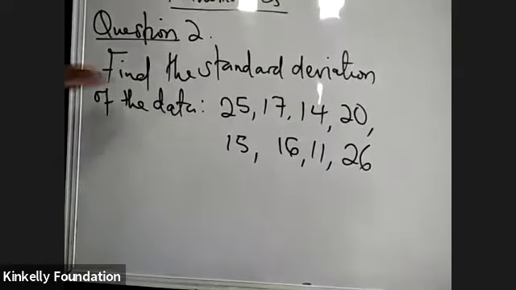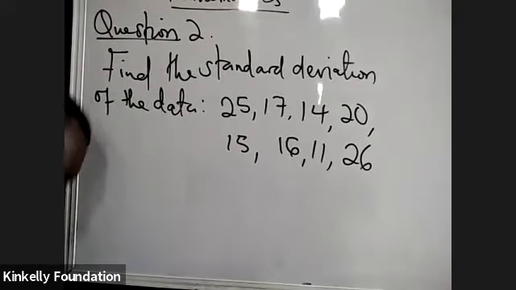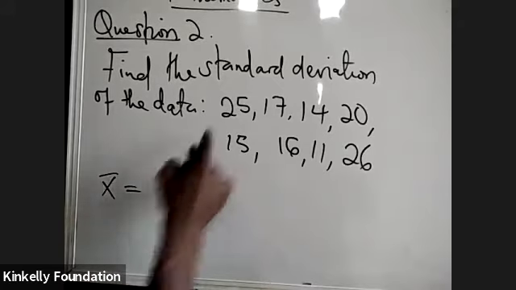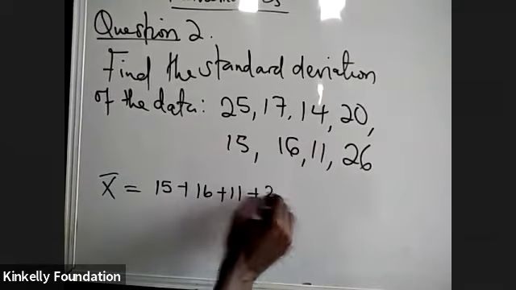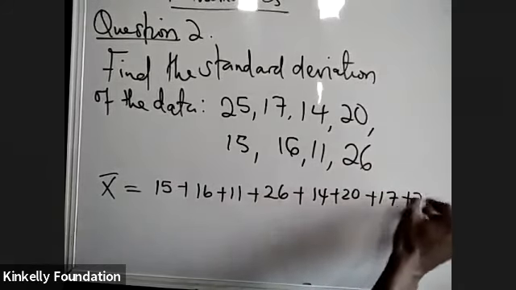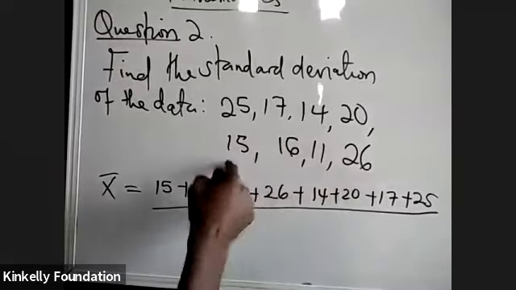Now it says find the standard deviation of the data. Remember we are still on ungrouped data. You have to find the standard deviation. So what you need to do first of all is get the mean. The mean, without a table, is just to sum everything here: 15 plus 16 plus 11 plus 15 plus 14 plus 20 plus 17 plus 25, all over the count: 1, 2, 3, 4, 5, 6, 7, 8.